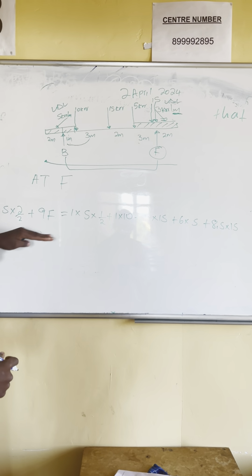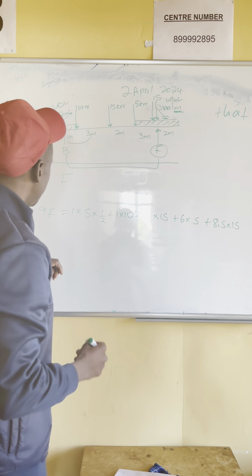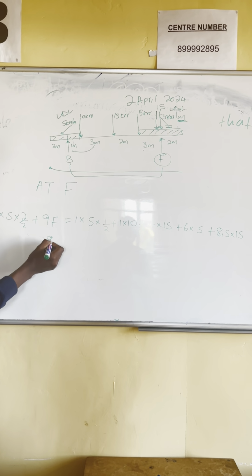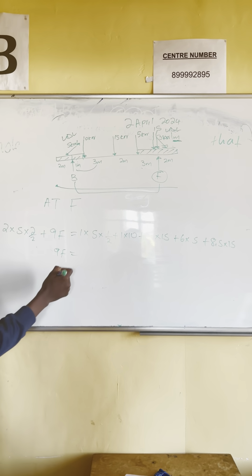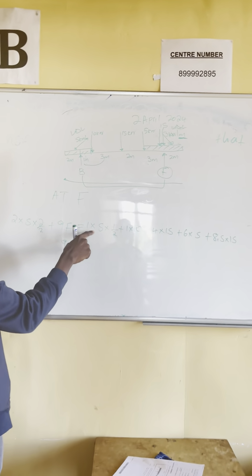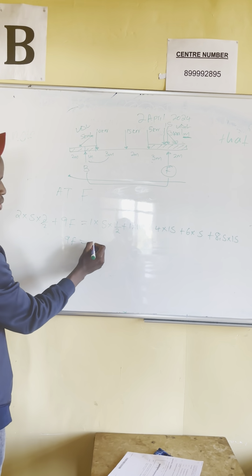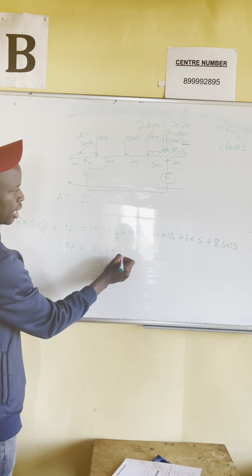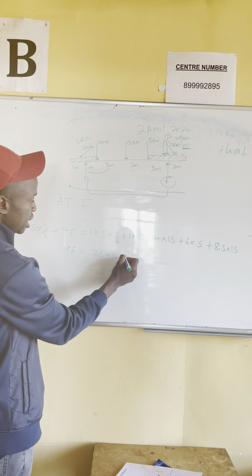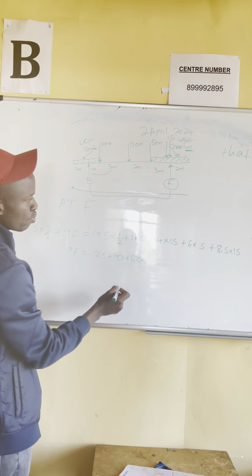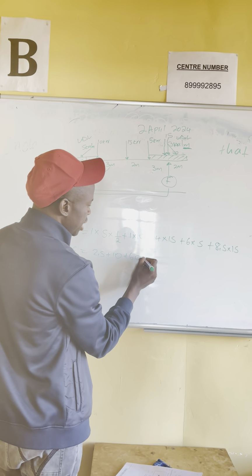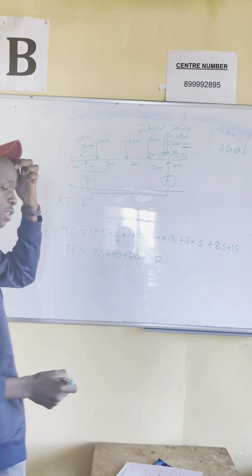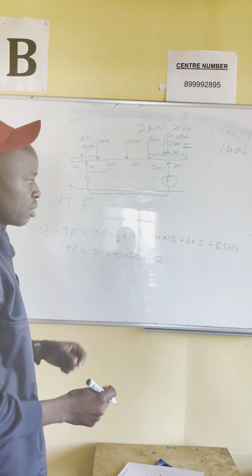And then for this one we are done. And then you calculate what is your F. So 9F is equal to, this one will give you 1 times 5 times half is 2.5. And then 1 times 10 is 10. And then 4 times 15 is 60. And then 6 by 5 is 30. And then 8.5 times 15. Now I need a calculator.